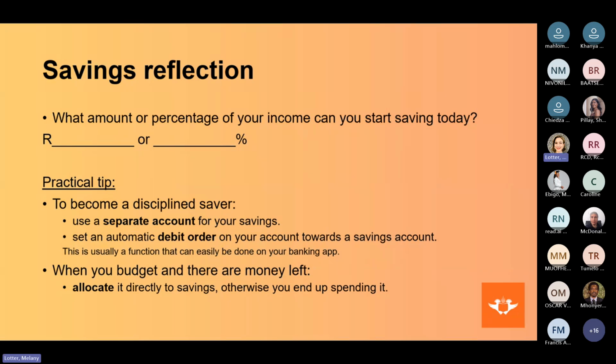And then another important tip, and I'm sure Mary Ann will also touch on it, is when you do your budget and there's money left at the end of the month, don't just leave it hanging, because what will happen to it? It will be used. Add it to your savings so you can allocate where it must be going.